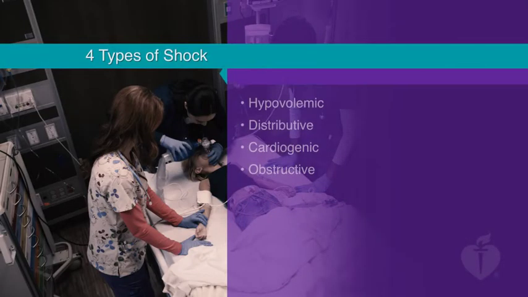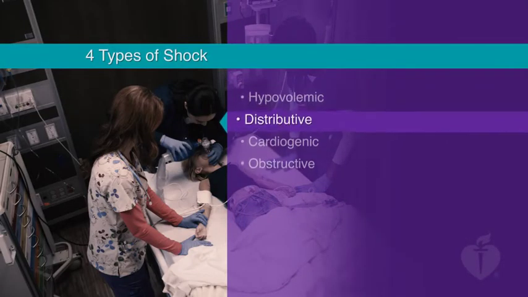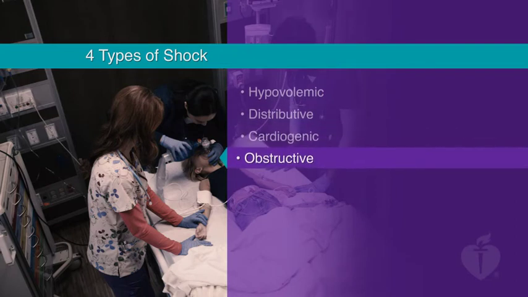Shock is progressive, so the child in shock requires urgent care to avoid cardiac arrest. Because shock is progressive, the child in shock will deteriorate, and may deteriorate rapidly. As a result, it's critical to identify the signs of shock and provide treatment as soon as possible. There are 4 types of shock: hypovolemic, distributive, cardiogenic, and obstructive. Let's explore each of these.